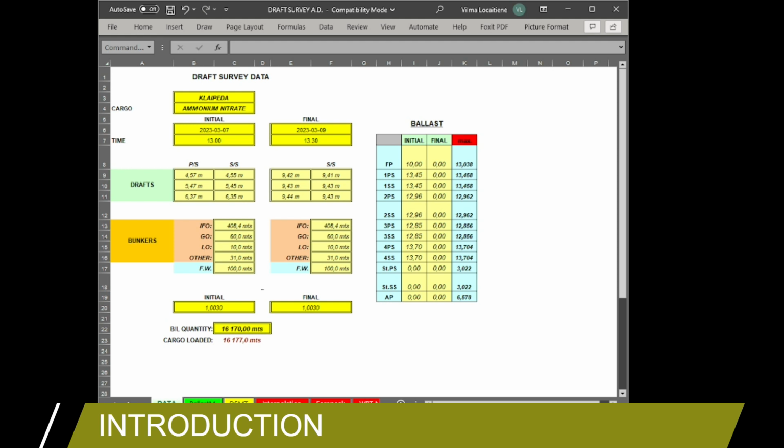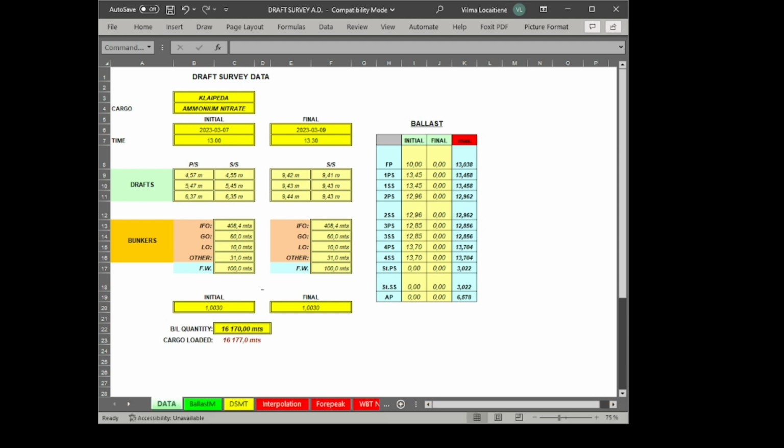Allow me to introduce draft survey procedures. Sometimes it is very important to know how to make a draft survey. Perhaps many vessels do not have an electronic scale, and many times it is necessary to determine the loaded cargo quantity using a draft survey.